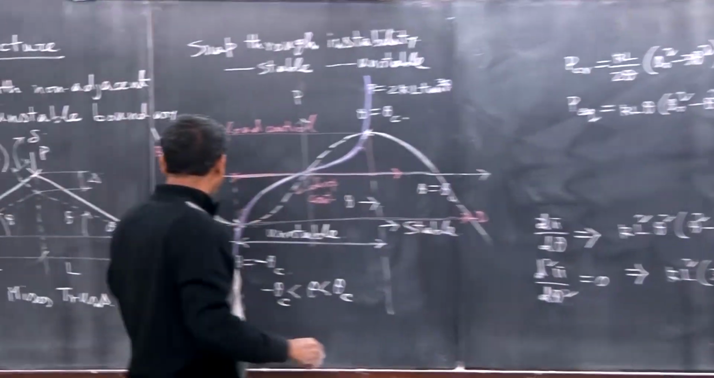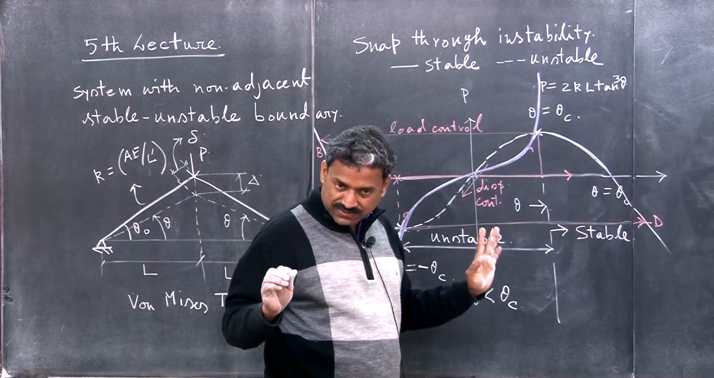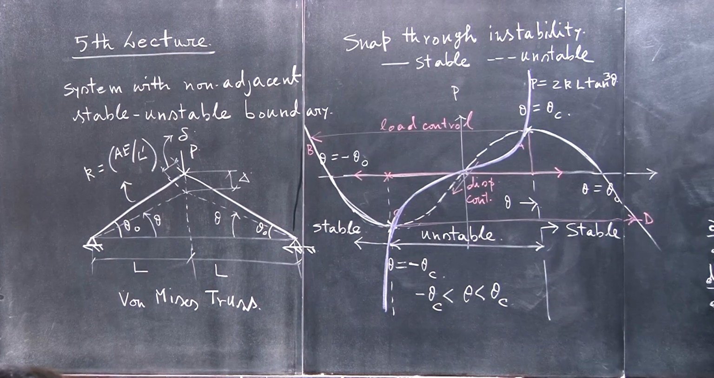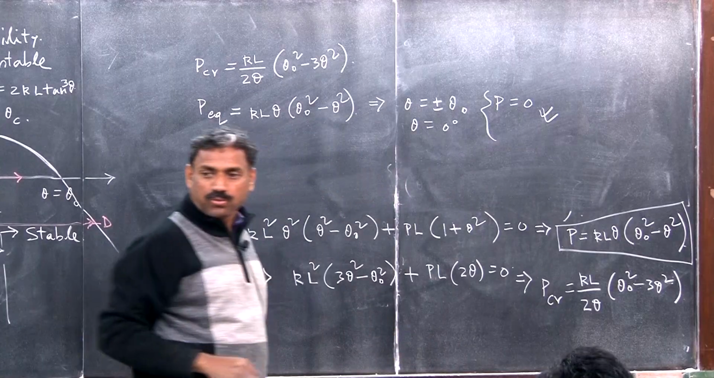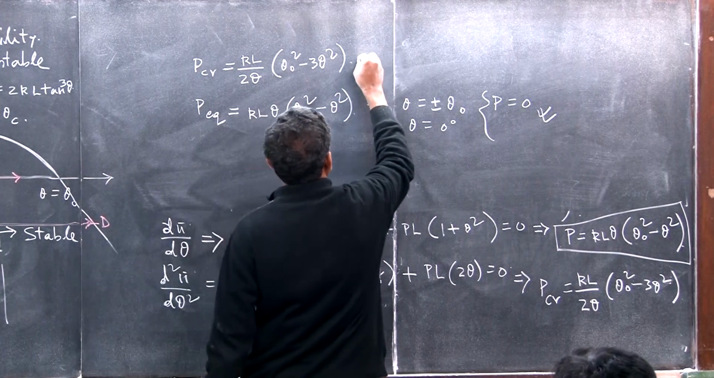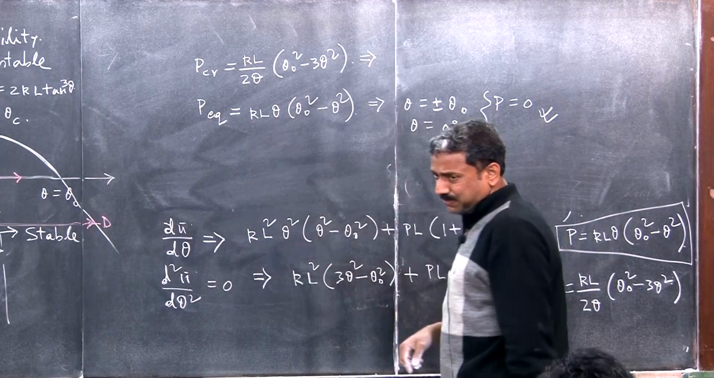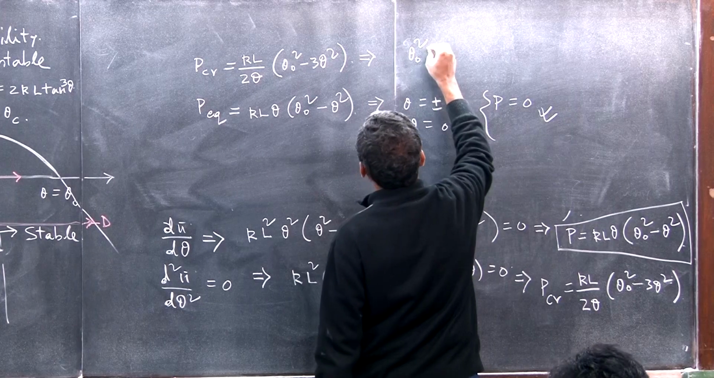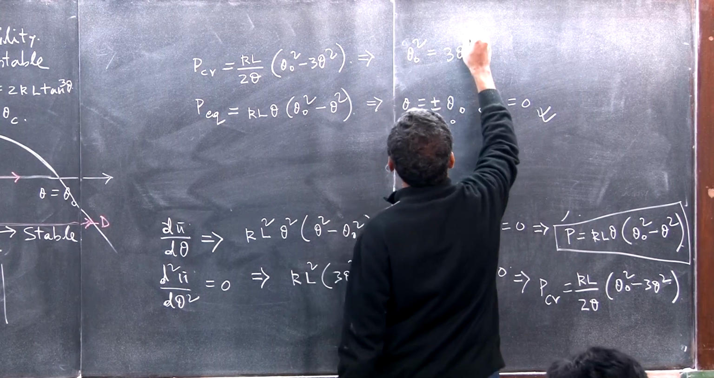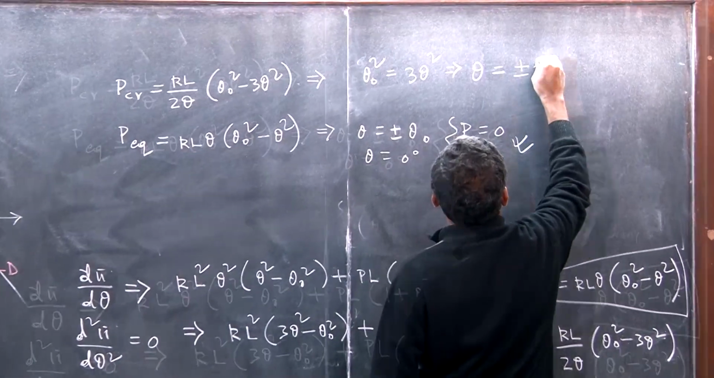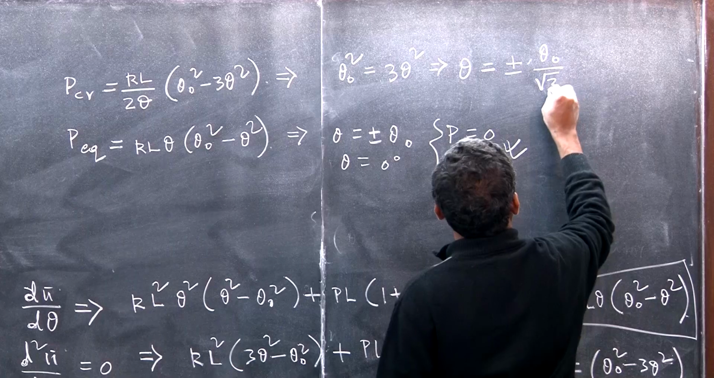Theta is equal to 0, theta is equal to minus theta 0, P is 0. That is fine, right? And at theta equal to 0 it is also 0. That is correct. So through linearization we are getting that information correct. What about P critical? That implies the stability boundary. So the stability boundary, theta 0 square becomes 3 theta square and theta becomes plus minus theta 0 by root 3.